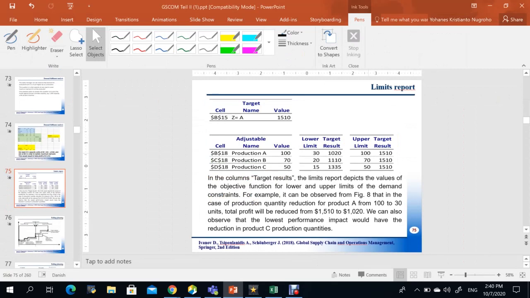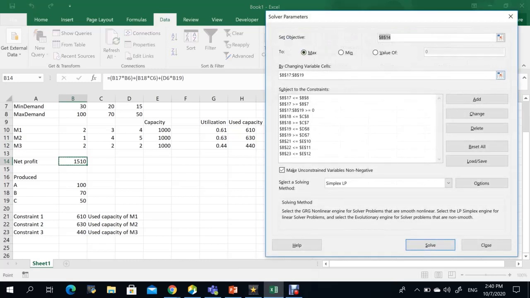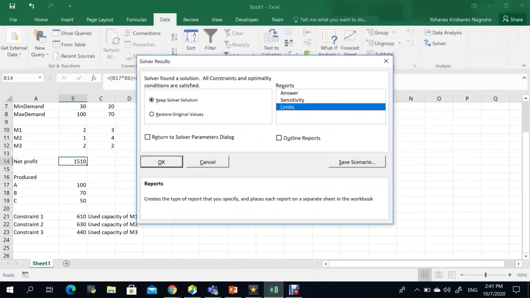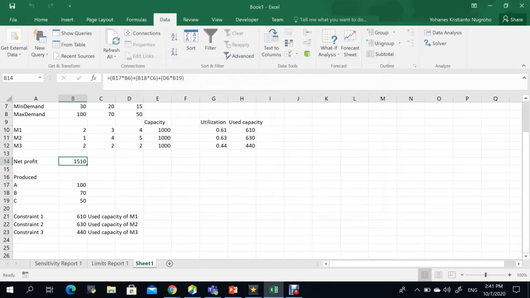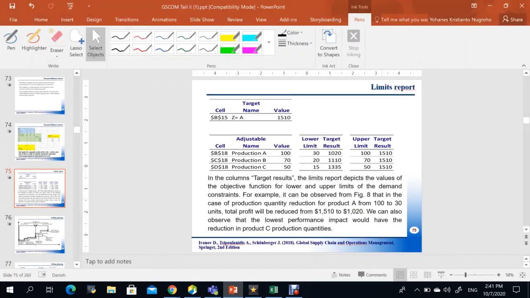If we look at the limit report, how do we get this? We can just go from Solver and solve, and we can click limit and sensitivity all together. And then we also have the limit report here. We have the same numbers here as compared to these numbers in our slide.